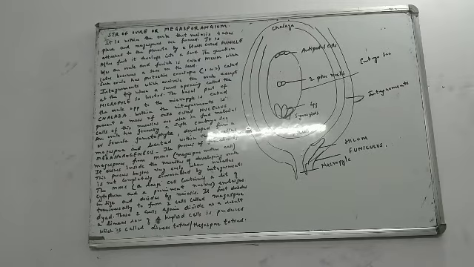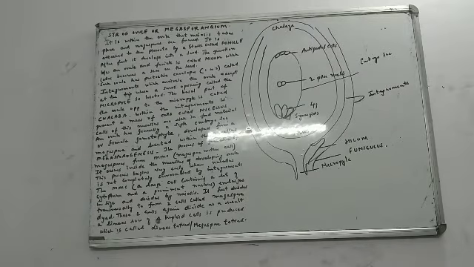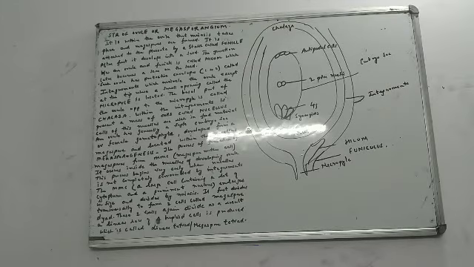Why is the ovule so important? Why are we studying the structure of the ovule? Because meiosis takes place here, and what is formed is megaspores. Now, it is attached to the placenta by a stalk called the funicle.